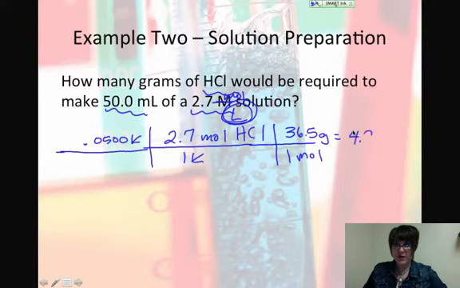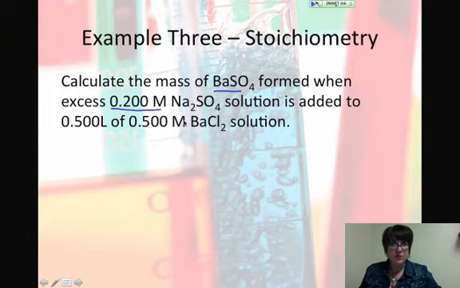In example 3, it asks us to calculate the mass of barium sulfate that's formed when excess 0.2 molar sodium sulfate solution is added to 0.5 liters of 0.5 molar barium chloride solution. Well, the first thing I need is a balanced equation, so let's write that up here. I have sodium sulfate solution. And notice that they tell us which thing is in excess, so we don't have to do a limiting reagent problem. And that's being added to barium chloride. And that will form, in a double replacement reaction, sodium chloride and barium sulfate.